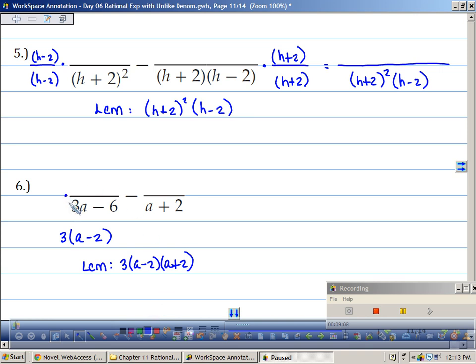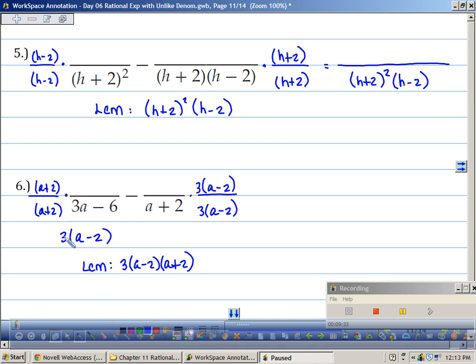So what would I multiply this side by, Andrew? A plus 2. And the right side? 3 times A minus 2. You know, you have to have 3 represented too. All of it.